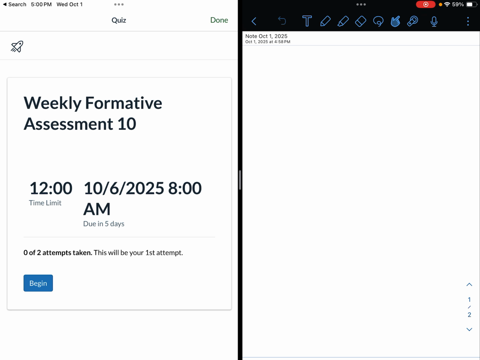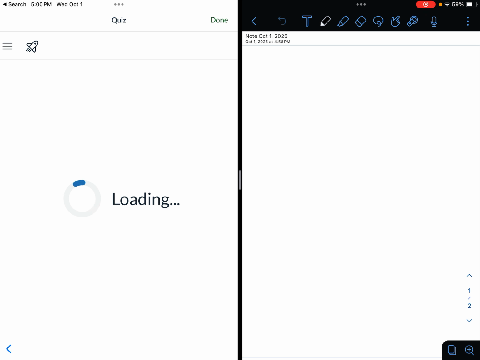Okay, so this is WFA number 10. I don't have my Apple Pencil, so I'm just going to use my finger. If it's messy, I'm sorry, but let's go ahead and start and see what the questions are.